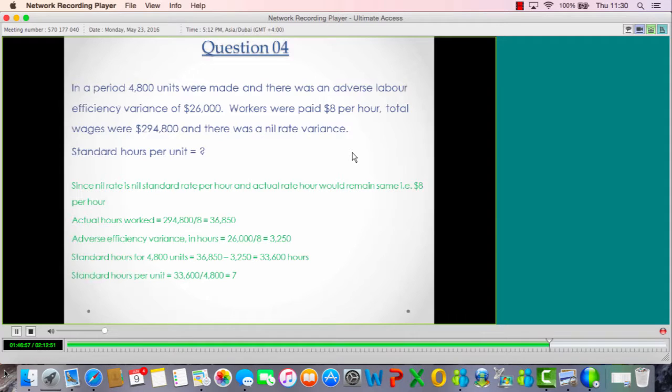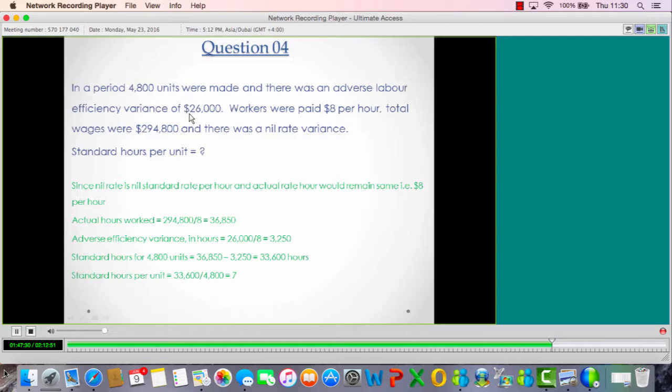So here, is it fine? How you arrived at 36,850? Yeah, that's fine. Okay. So now here, we are given the adverse labor efficiency variance of 26,000. This is in dollar terms.